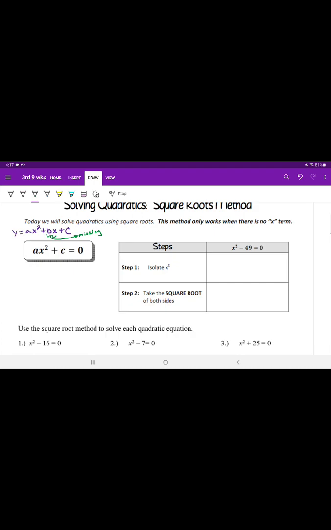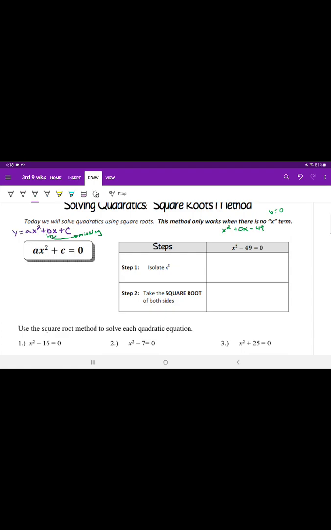So if we look at this example here, we have x squared minus 49 equals 0. Notice there is no bx term, right? So in this part here, basically what you have is x squared plus 0x minus 49. 0 times x is just 0. It's missing b. The coefficient b is a 0. So basically b equals 0. So it's gone, and we've got x squared minus 49 equals 0.